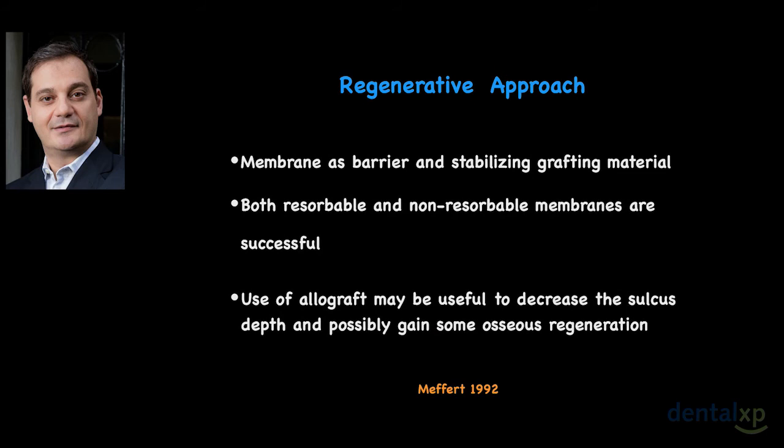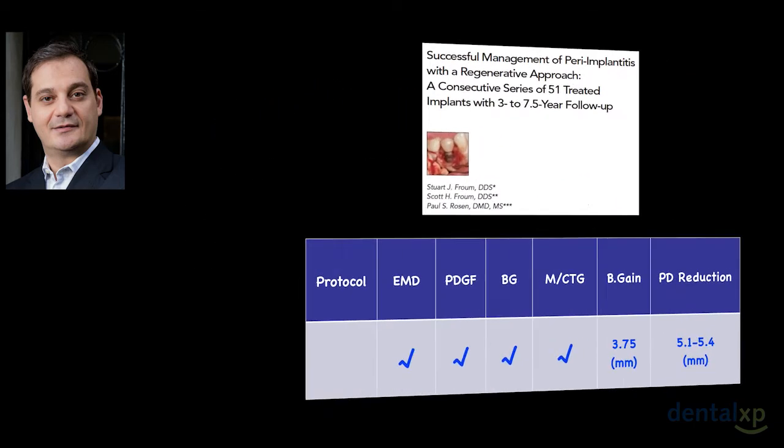So when we look at the regenerative, definitely it is the same. You have to use membranes, you have to stabilize the grafting material. We can use both resorbable and non-resorbable, but nowadays you have to use a resorbable membrane, it's safer. And the use of allograft, and again that's something very commonly used in the United States, but probably in Europe they use more bovine bone.